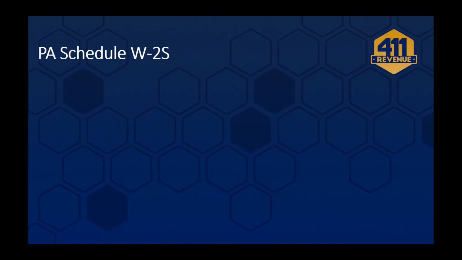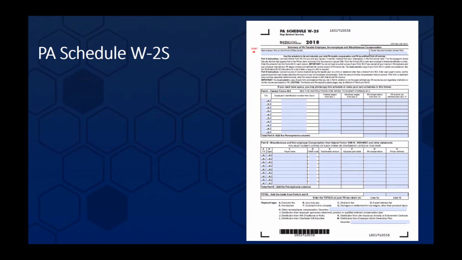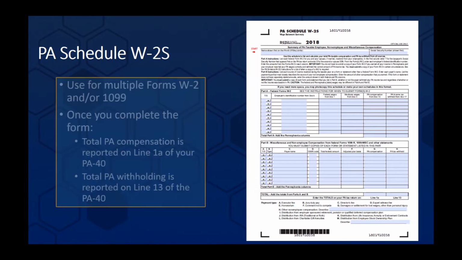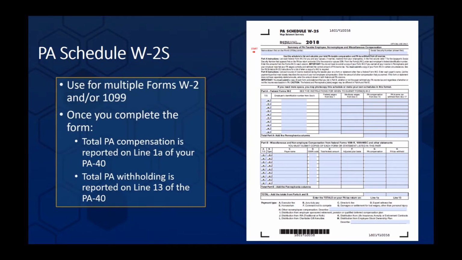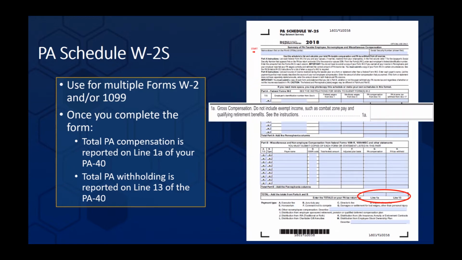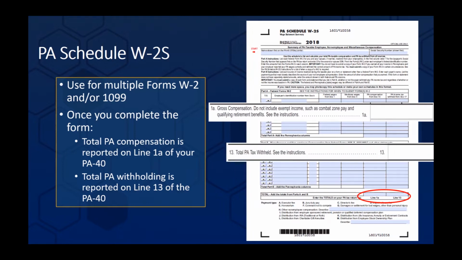Please note, it is not uncommon to have multiple Forms W-2 and/or 1099 at the time of filing. If you do have one or more Forms W-2 and/or 1099, the PA Schedule W-2S allows you to verify that the correct amounts of income and tax withholding are being reported for Pennsylvania purposes. Once you enter your information into the PA Schedule W-2S, the total PA compensation is reported on line 1A of the PA-40, and the PA withholding is reported on line 13 of the PA-40.